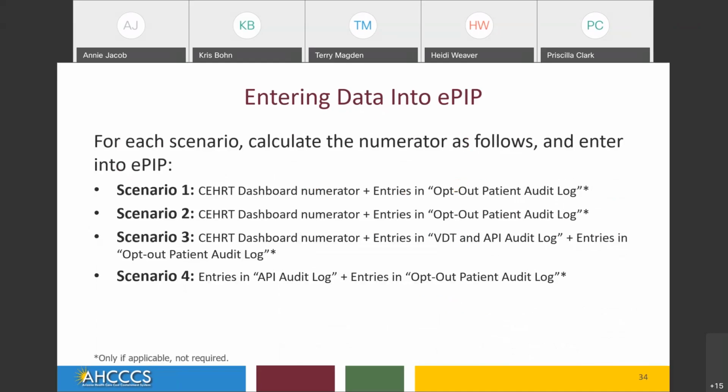Here is just a broad overview slide of all the different formulas. You need to make sure you use these formulas when you're testing an EPIP, because that numerator, the recalculated numerator, is what you will use to show and support that you meet the minimum threshold. As you can see, the last pieces of each formula talk about the opt-out patient audit log. That is not required. Only if the EP chooses to include opt-out patients will that opt-out patient audit log and those numbers be included in the formula.